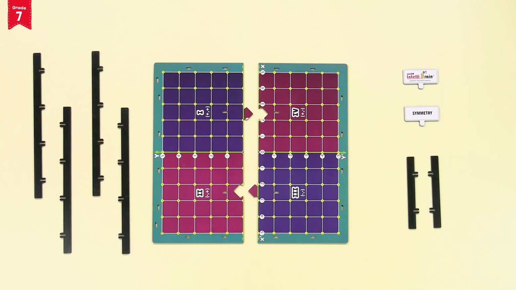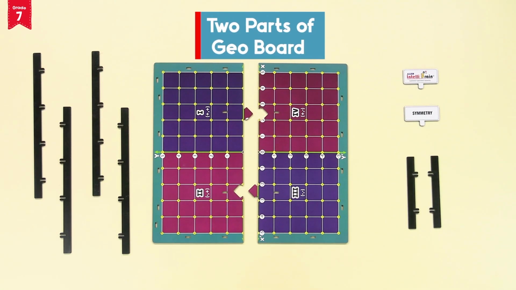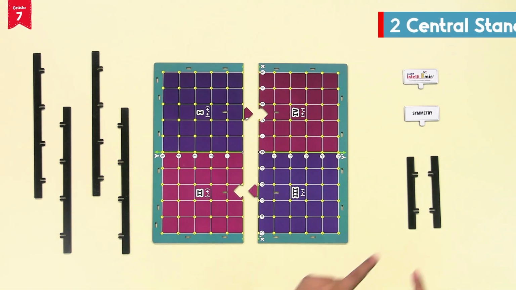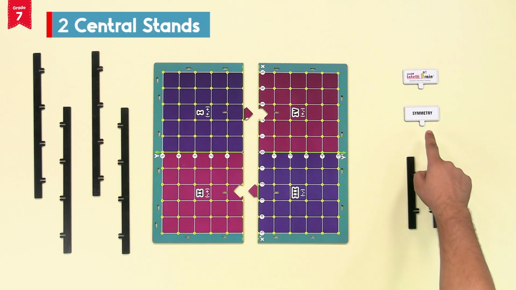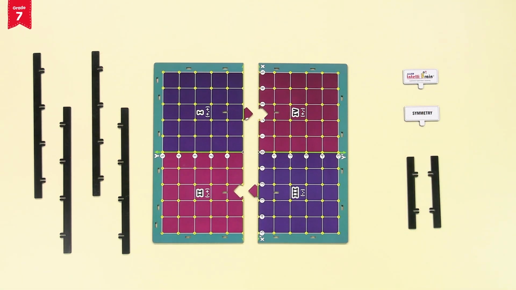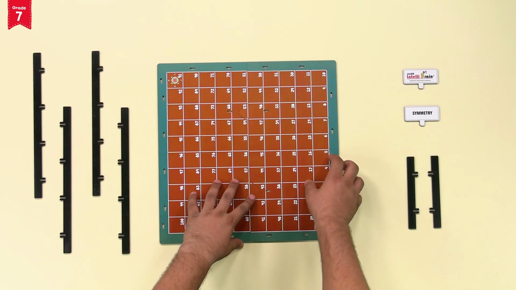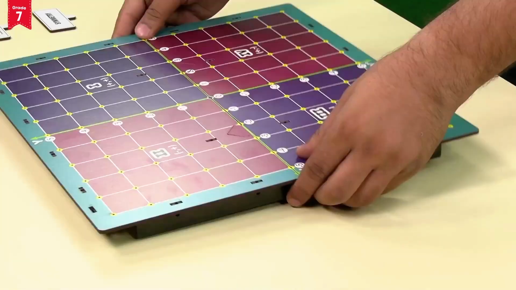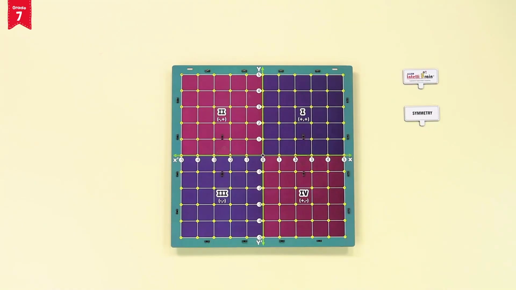In order to perform this activity, take out the two parts of geoboard along with its 4 side stands, 2 central stands, symmetry tag and IntelliBrain tag from our activity kit. First of all, assemble the geoboard as done for the coordinate geometry activities and place it on a flat surface. Put the IntelliBrain logo and symmetry logo on the assembled geoboard and start performing the activity.